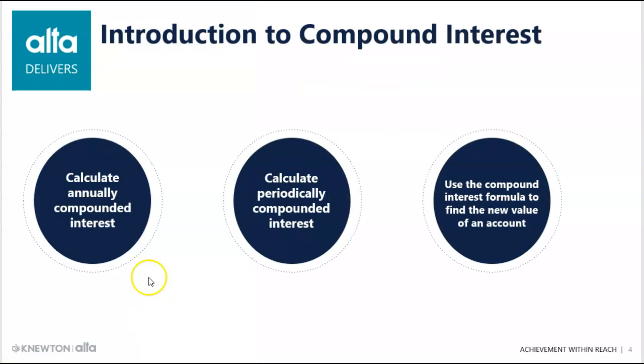But in this lesson, we're going to look at annually compounded interest. When you compound interest, basically you get interest on the interest. How often you add the interest into the account and it starts gaining interest can be annually, quarterly, or semi-annually. That's periodically compounded interest, something besides once a year. And then we're going to use the formula to find the new amount of money you have in an account.